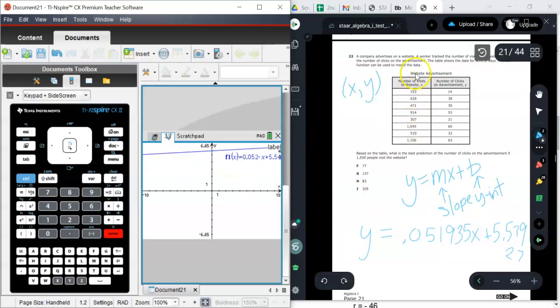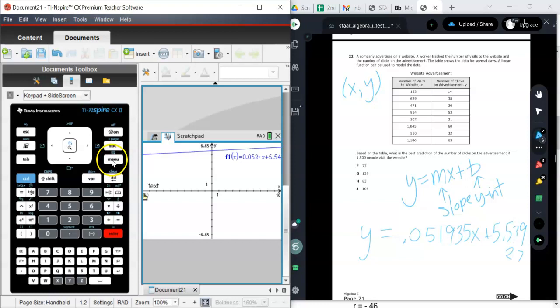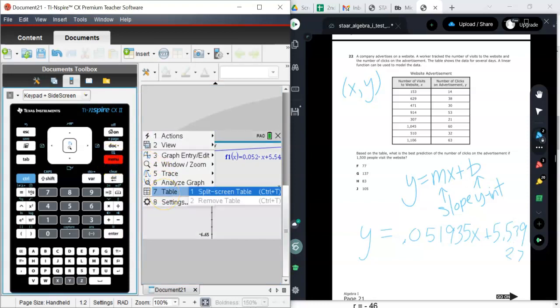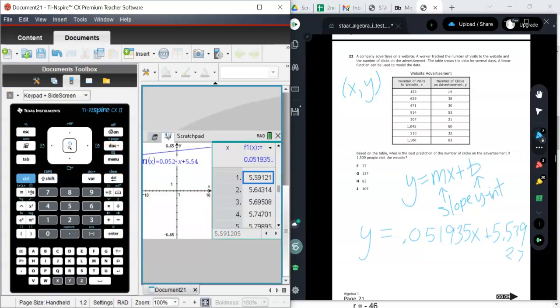So X's are number of visits to the website, and Y's are number of clicks on the advertisement. And we want to know which is the best prediction of the number of clicks on the ad if 1,500 people visit. So I want to know if X is 1,500, what's Y going to be? So I'm going to hit menu, and I'm going to do table. Now remember, these are my X values here. I want to look for when X is 1,500.